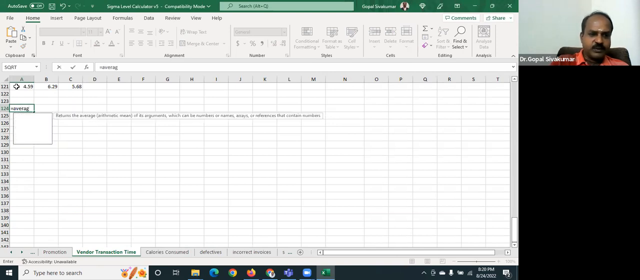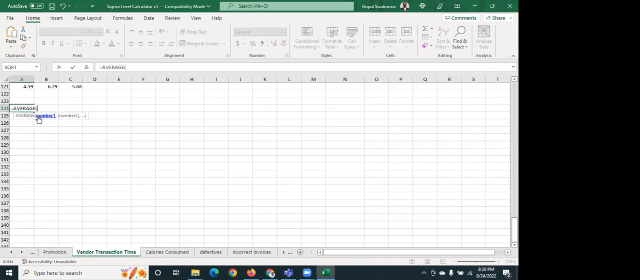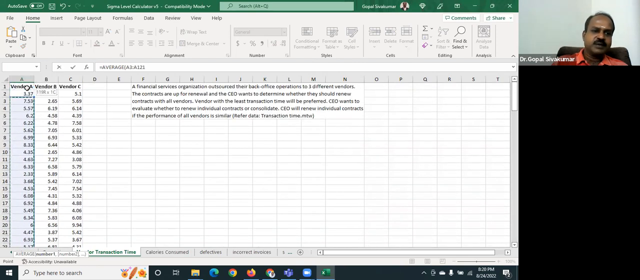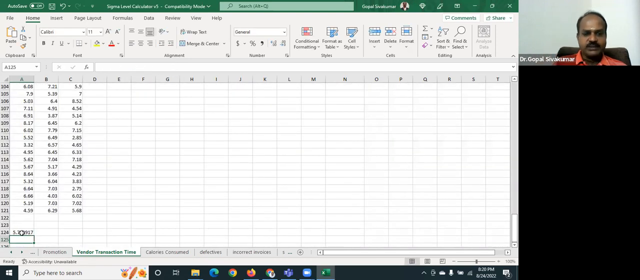Can I go for this formula, average? Yes, sir. Average from start to end. Now I have taken the range, and now I close the bracket and press enter. Can you all see the mean value getting populated here?